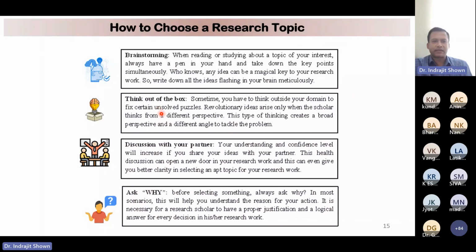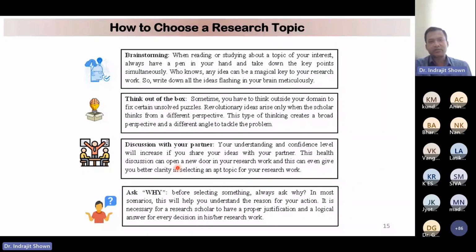And during that part, you can try to think out of the box. Basically, when we review some of the literature, we think in the same manner. Then the quality of your research questions will not improve. That's why you have to think a little bit out of the box, and sometimes think outside the domain of that particular topic and fix a certain unsolved puzzle, because in any research topic some portion is solved and some portion is unsolved. Those things you have to find out, and revolutionary ideas should arise to solve them. You can think in a different way and find out the perspective of those different angles and how to tackle those problems. This is called out of the box thinking.